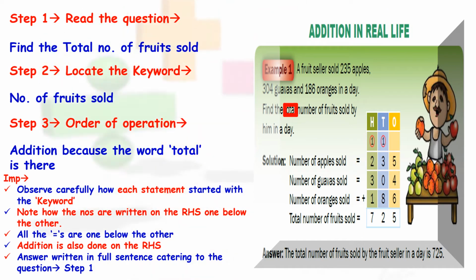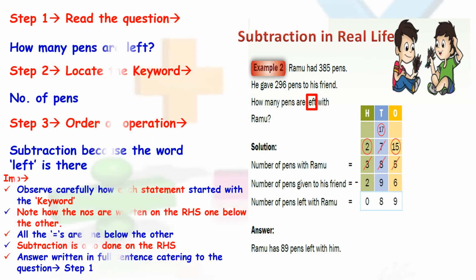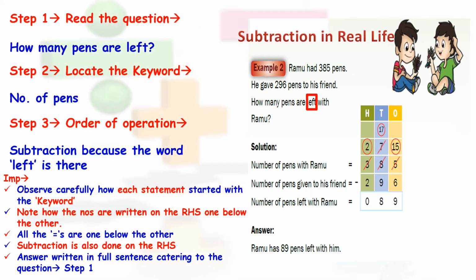So once you finish everything, then you will leave a line and you will write the answer in full sentence depending upon the question. So the question is find the total number of fruits sold. So the answer will be the total number of fruits sold is whatever is the answer. So that was addition. Now let us come to subtraction.